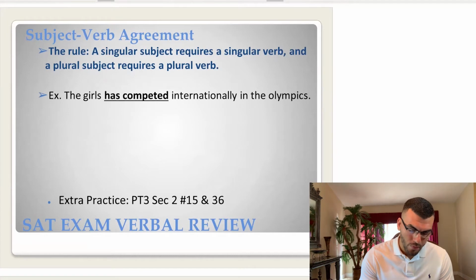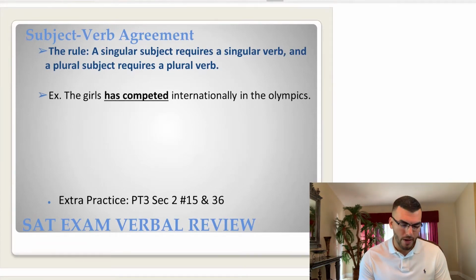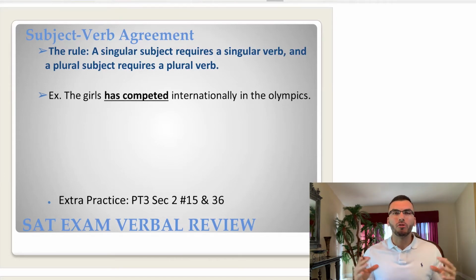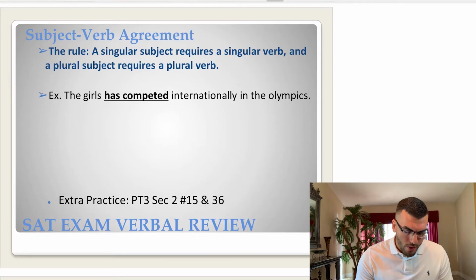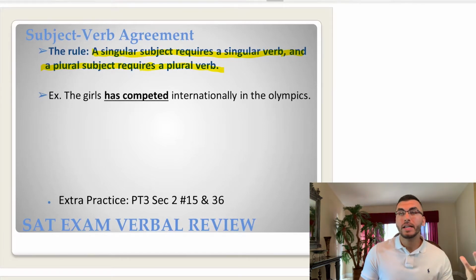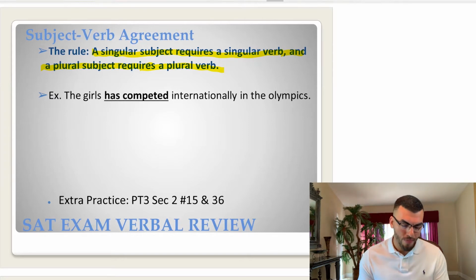So the first one, subject-verb agreement. They have to be in agreement with each other in some way, shape, or form. The rule says that a singular subject requires a singular verb, and a plural subject requires, you guessed it, a plural verb. They have to be in agreement with each other. So if one's singular, the other has to be singular. If one's plural, the other has to be plural.